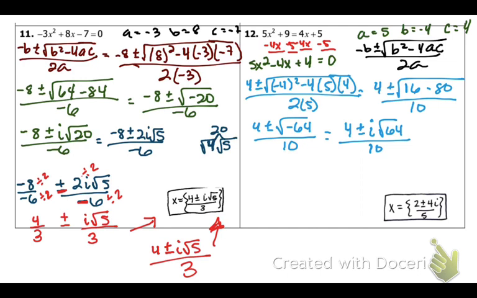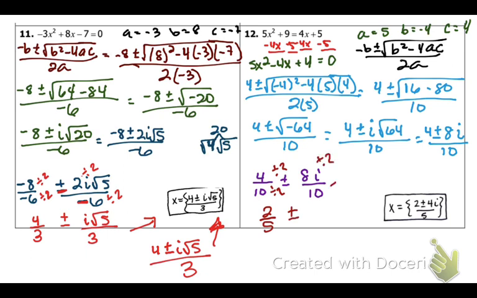Now the 64 is a perfect square, which is 8. So 8i over 10. Now I'm going to have to rewrite them separately here. Okay, I'm going to have 4 over 10 plus or minus 8i over 10. Let's simplify this. Divided by 2. That's going to give me 2/5 plus or minus, divided by 2, that's going to give me 4i over 5. Now let's combine them because the denominators are the same. 2 plus or minus 4i over 5. And that's the same thing. Okay. Alright, go ahead and finish the homework.